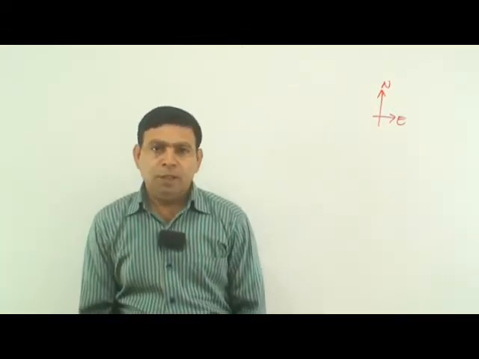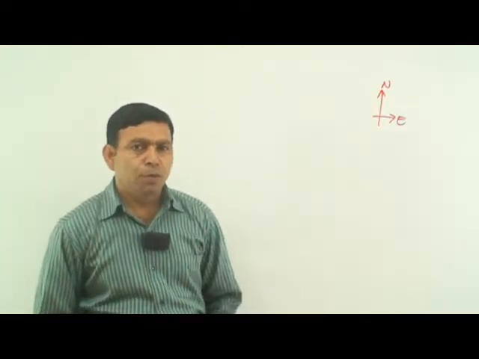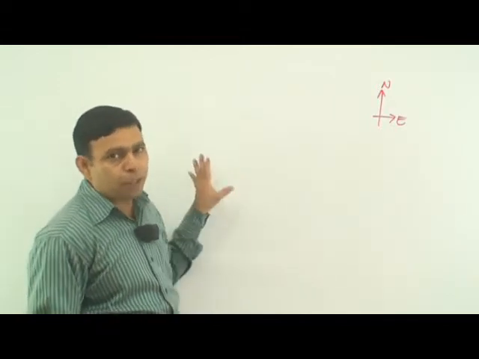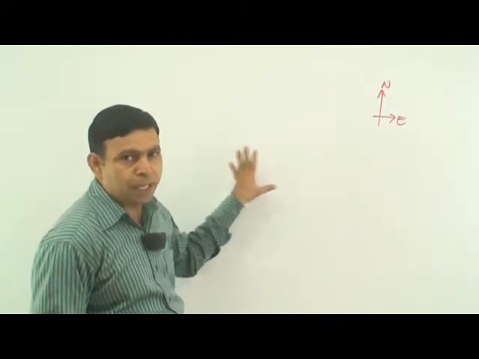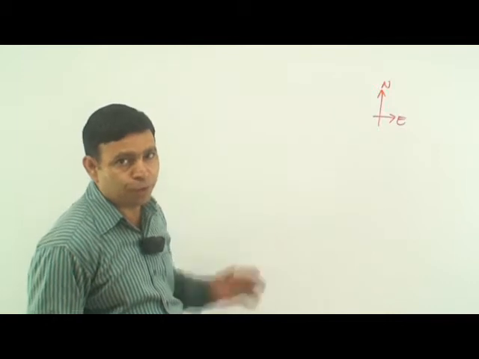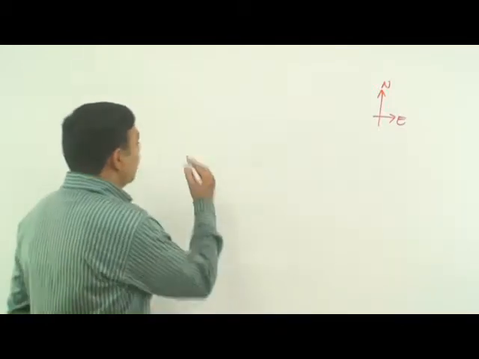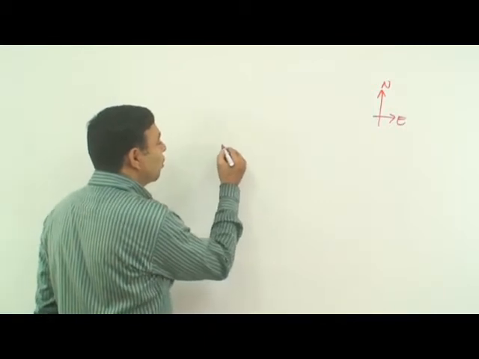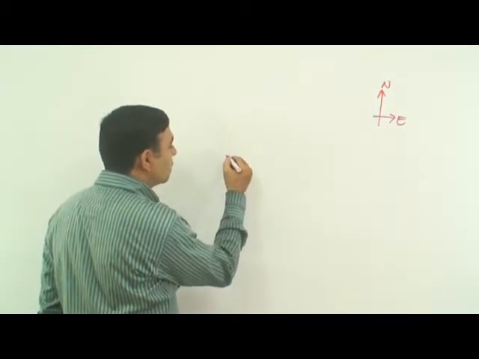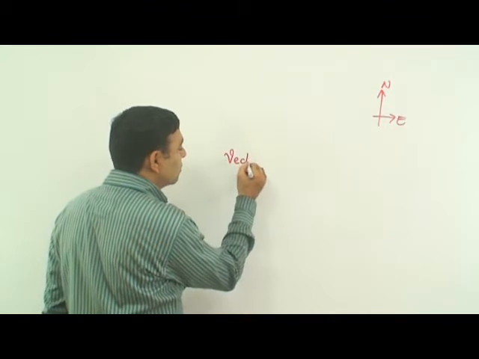As you might remember, we defined vectors are physical quantities which have magnitude, direction and obey the laws of vectors. Let us study few laws of vectors. Vectors do not obey the ordinary rules of algebra. They have a separate algebra called vector algebra.